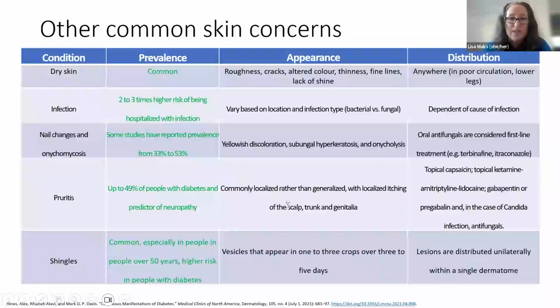Pruritus, so this is common, and it can be itchy and often on the scalp, the trunk, or the genitalia. So there are some local creams that could go on there as well. And shingles, I actually just attended a session yesterday that over the age of 18, people with diabetes are recommended to have the shingles vaccine. We do know it's more common in people over 50, and they are definitely at a higher risk if they have diabetes. So vaccination is important. Those lesions can be quite painful, and some of them can hang around a long time. So we don't want to expose that to the patient.